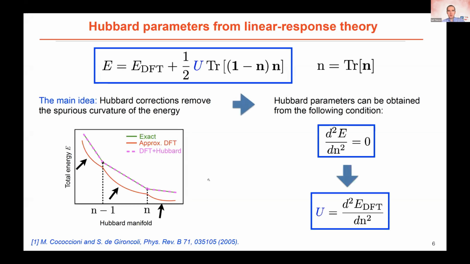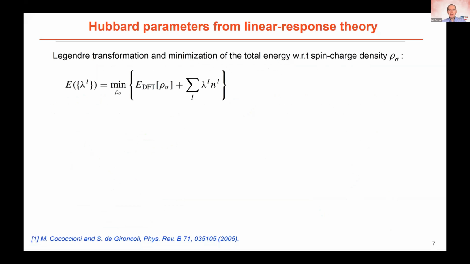And how do we compute the curvature? It's simply the second derivative of the total energy with respect to the number of electrons in the Hubbard manifold. If the second derivative equals 0, the curvature is 0, no curvature, it's a straight line. From this condition, we can obtain the expression for the Hubbard-U parameter. You take the expression for energy at the top of this slide, you compute the second derivative with respect to n, and you will find that U is equal to the second derivative of the DFT total energy. It's very simple. But then how to use it in practice? It's a bit more tricky.